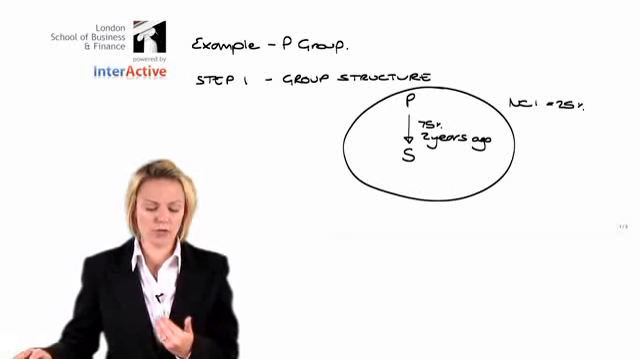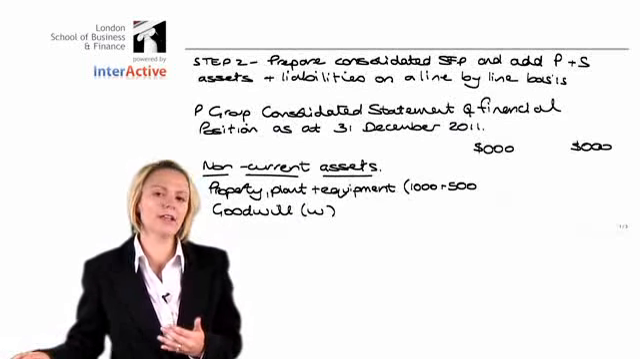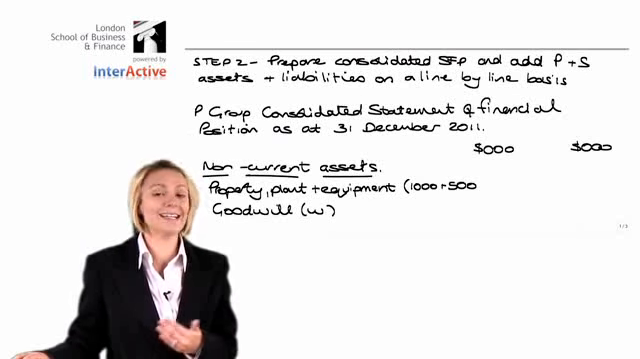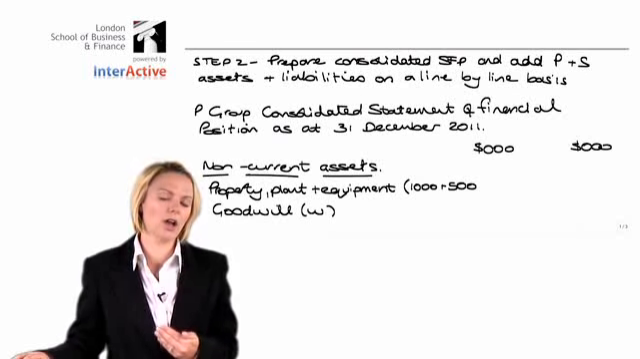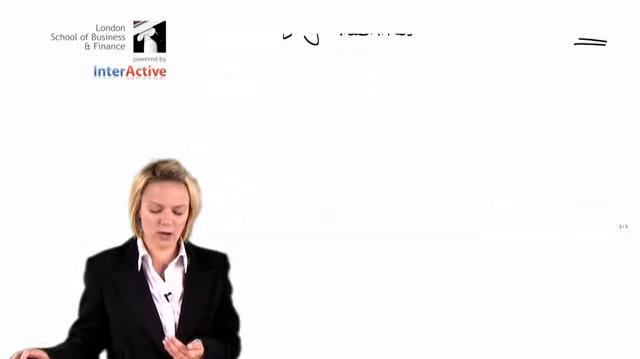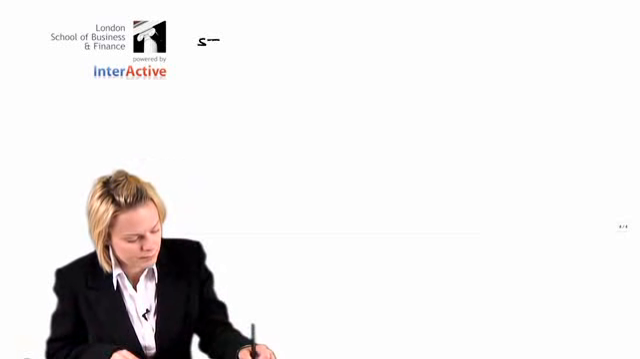Now, we did step 1, the group structure, and we did step 2, preparing the consolidated SFP and adding parent and subsidiaries' assets and liabilities on a line-by-line basis. So we did that, and that's where we got up to in this example. Now we're going to do step 3.